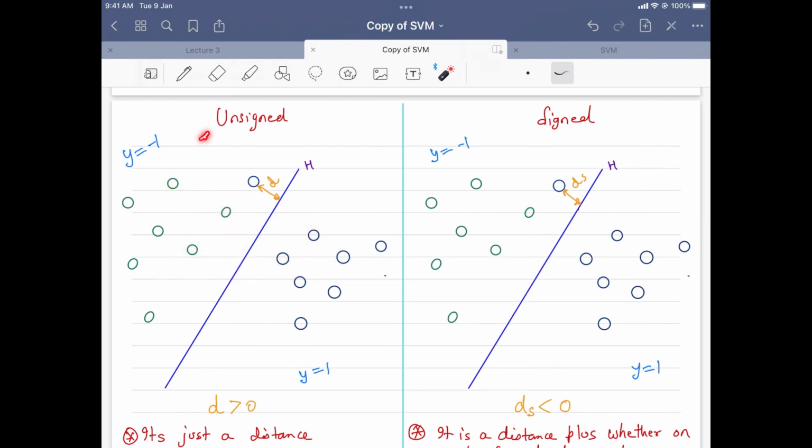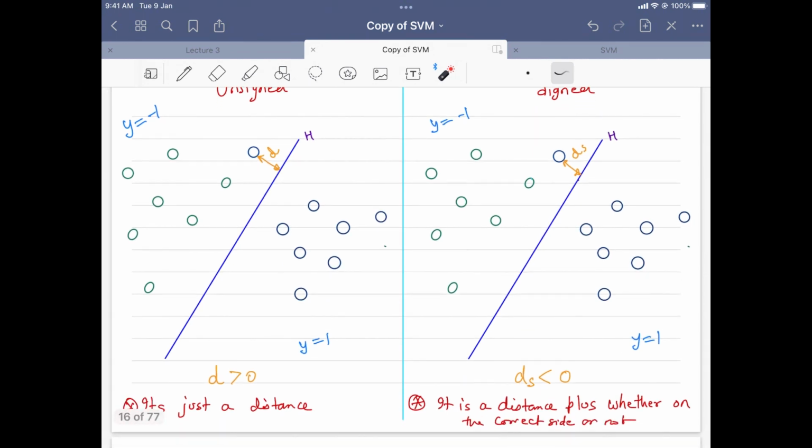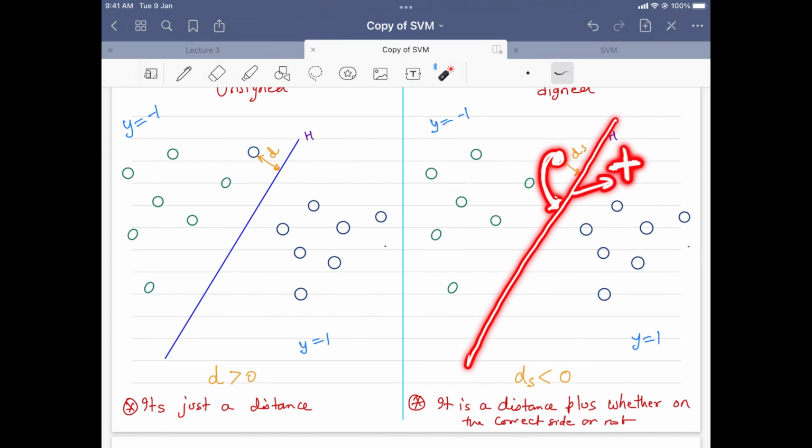So that means the unsigned value will not tell you whether the particular point which is here, not correctly classified, is actually an error point or not. Whereas if you take the signed distance, then you can clearly see that this distance will come out to be negative, because when you put this value into the separating hyperplane, let us say it gives you some plus value, but the label is -1.